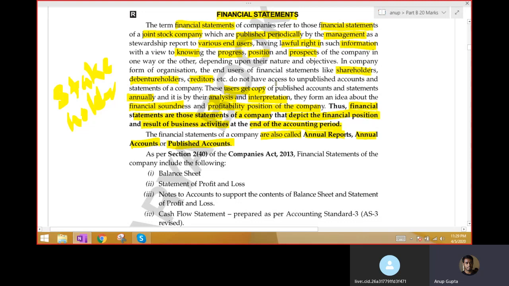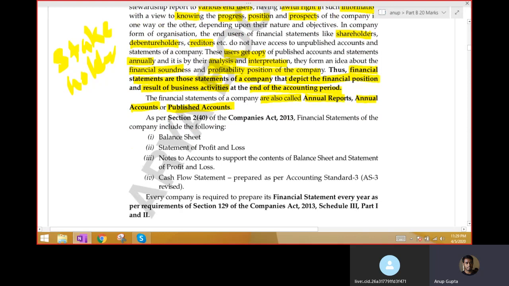Yes, we will. Now, as per Section 2, sub-section 40 of the Companies Act 2013, the financial statements include the balance sheet, the statement of profit and loss account, and the notes to account. The notes to account contain the contents of the balance sheet and statement of profit and loss account, and also the cash flow statement. This cash flow statement is made as per Accounting Standard 3, which we will study in a separate chapter known as the cash flow statement.